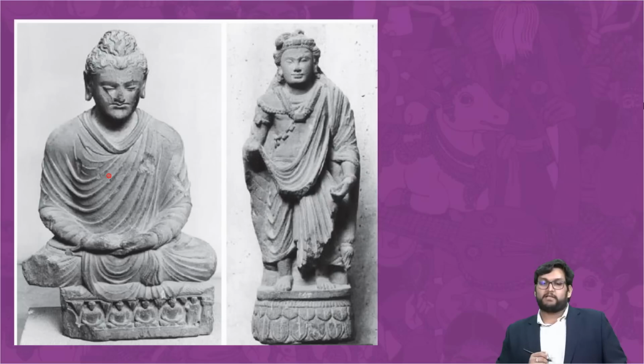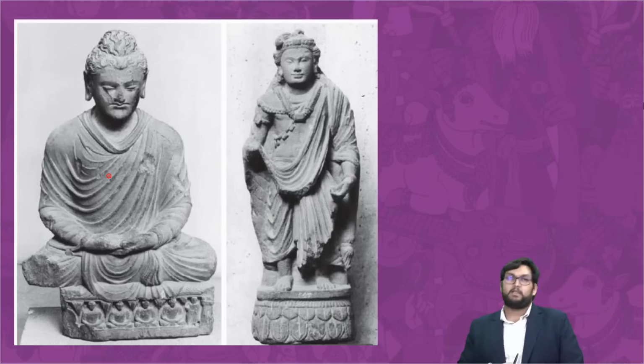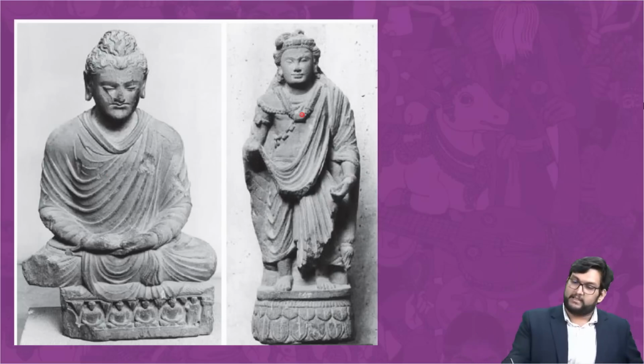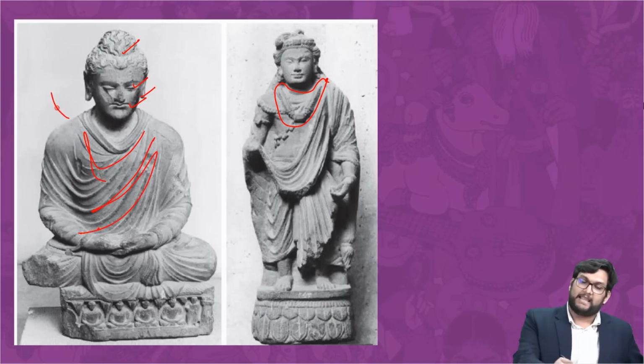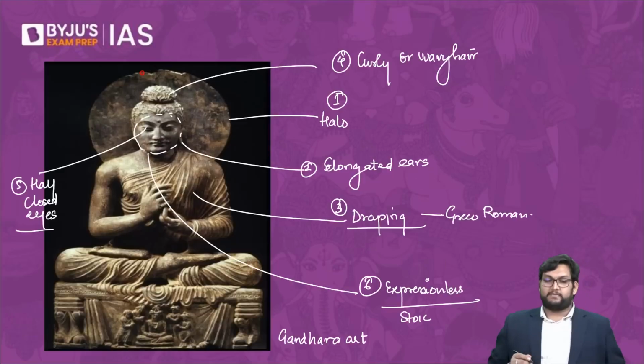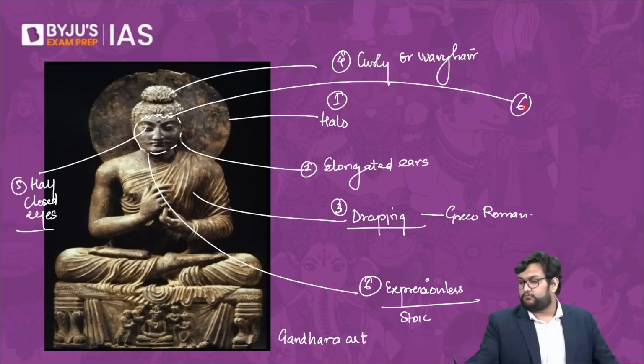If I go one step further and try to analyze another set of images, you will get the Greco-Roman jewelry, expressionless, half closed eyes, the wavy hair, elongated ears, the draping which you see here. The halo was there, but has been destroyed, and there are forehead lines also. And this is something very specific, which is it shows a certain age of Buddha, which is the concept of forehead lines.